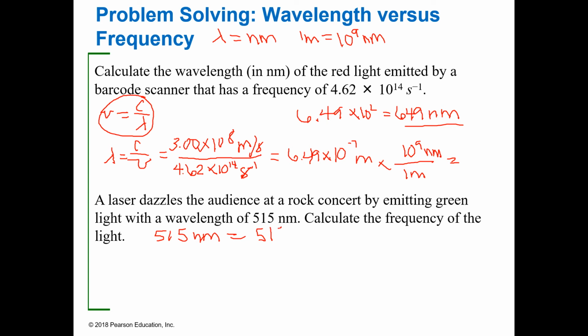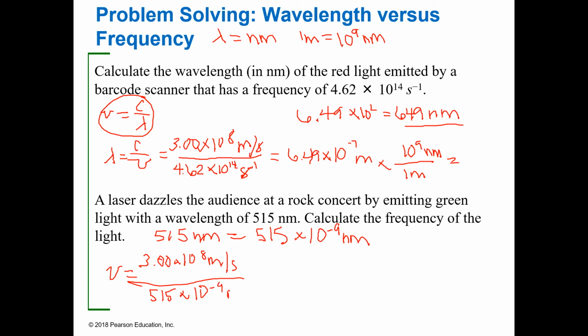So I'd make this pretty simple here. Anytime I'm given nanometers and I need to convert it to meters, even though it's not correct scientific notation, you can just add that times 10 to the negative 9th. Okay, so I'm going to have frequency is equal to 3.00 times 10 to the 8th meters per second divided by 515 times 10 to the negative 9th meters. Oops, this should be meters.